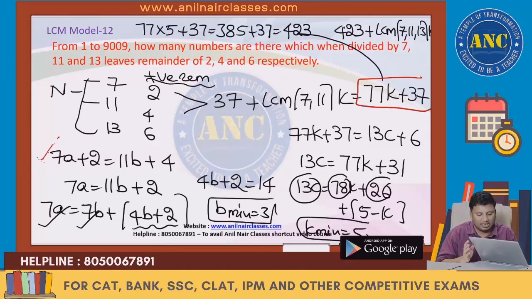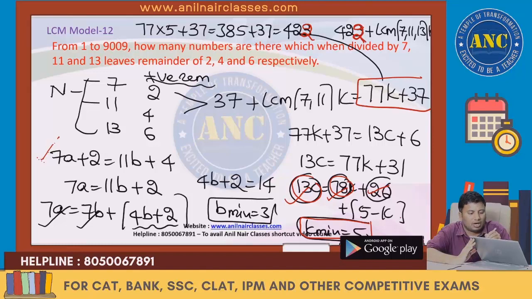77k plus 37 is 13c plus 6. 13c is 77k plus 31. 13c is 78k minus k, 26 plus 5. Divisible by 13. K minimum value is 5. So what will be the answer? Here it will be 77 5s are 35, 385. It is nothing but 422. Small last calculation mistake. 422.